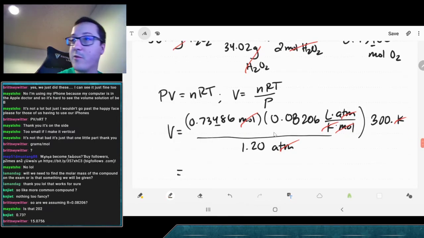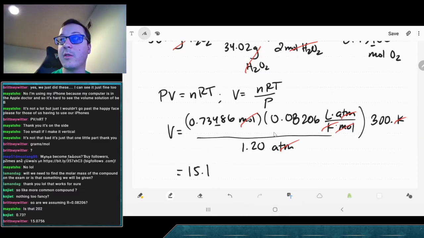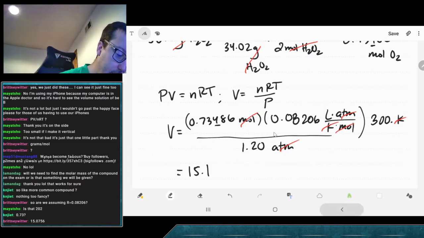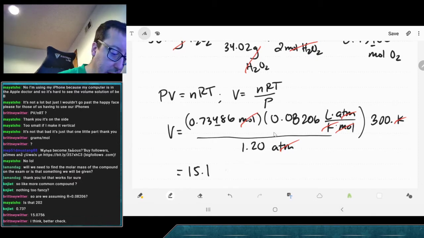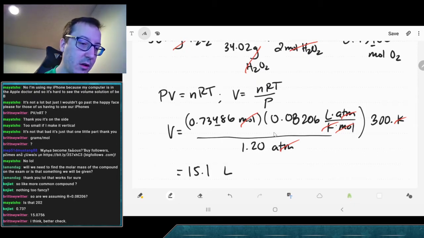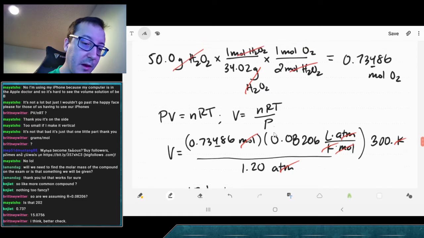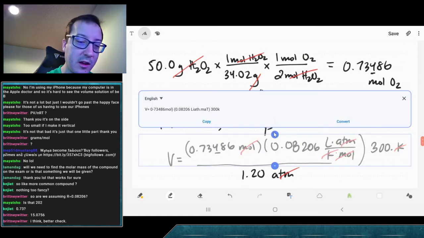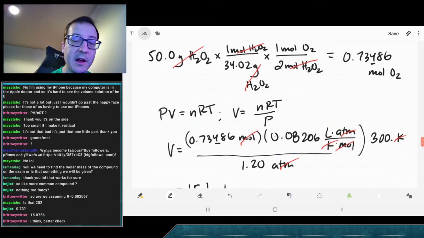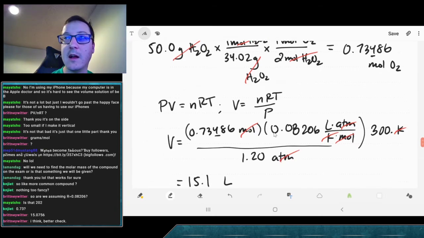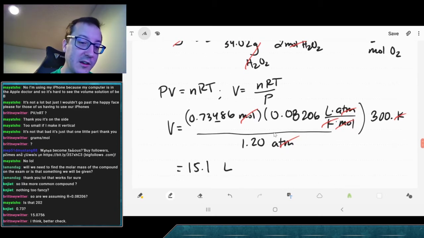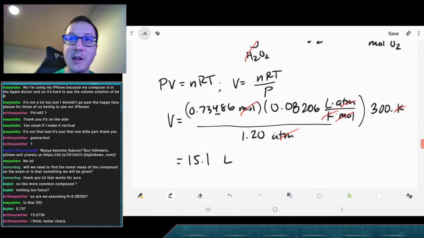Brittany has done the math for us. She got 15.1 if we do our 3 sig figs. And that is liters. Honestly, that looks reasonable given the mass we had. So we had a little bit less than a mole here, right? And this is pretty close to STP. And STP, remember, is 22.4 liters per mole. So this is pretty reasonable. I don't think you've done anything wrong. But let's double check if you insist.